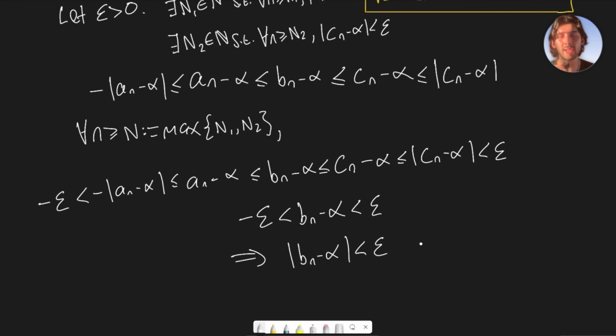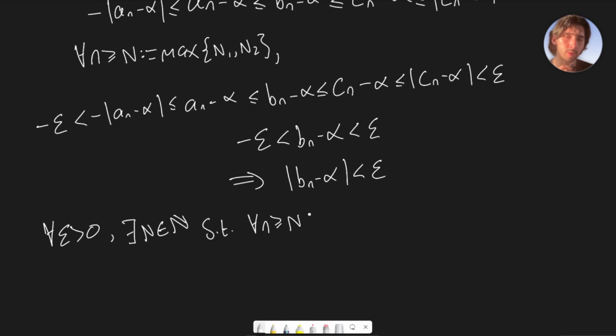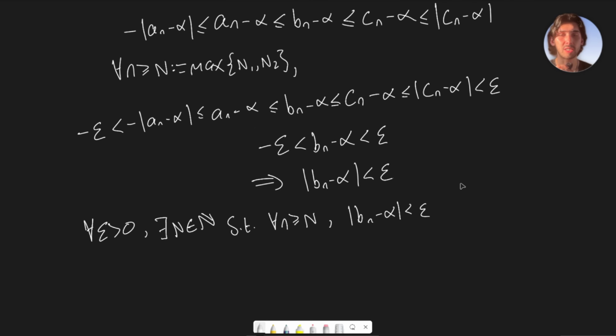And this is for all n bigger than or equal to this capital N that we've defined to be the larger of n1 and n2. And that basically does it. So what have we just shown? We've just shown that for all epsilon greater than 0, there exists an N in the natural numbers, right? We found it, we defined it. It's the bigger of n1 and n2. There exists an N in the natural numbers such that for all n bigger than or equal to capital N, the modulus of Bn minus alpha is less than epsilon. That is literally the definition of what it means for the Bn sequence to converge to alpha. So that has proven the sandwich rule or theorem.